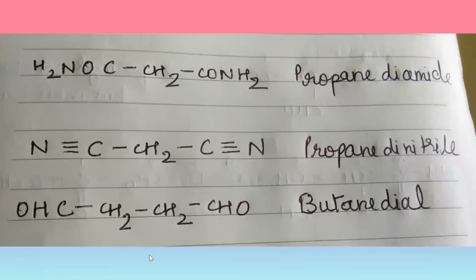Now coming to the next one, here there are 4 carbon atoms in the main parent chain, and there are 2 aldehyde groups present. So we name it butanedial, because there are 2 aldehyde groups present here.